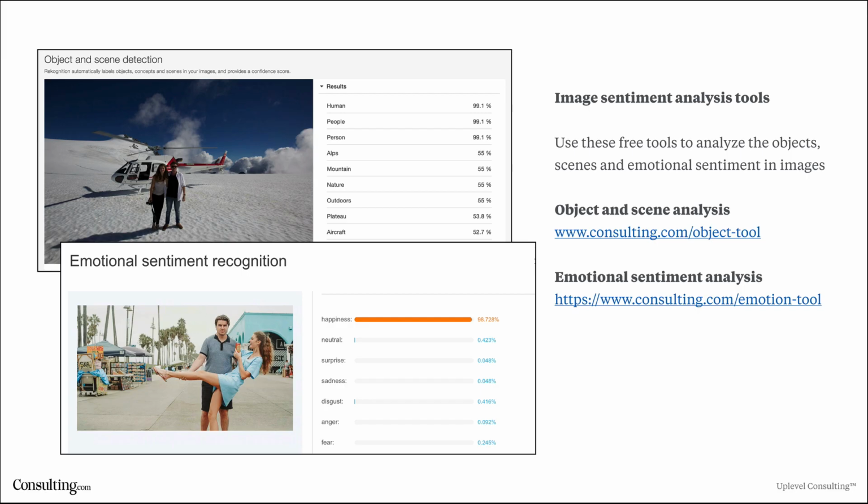So I've got two tools to show you. The first one is an image sentiment analysis tool. Both of these are image sentiment analysis tools. And you can use these free tools to analyze the objects, scenes, and emotional sentiment in images. So object and scene analysis is the first one, and it's consulting.com/object tool. So let's check this one out first.